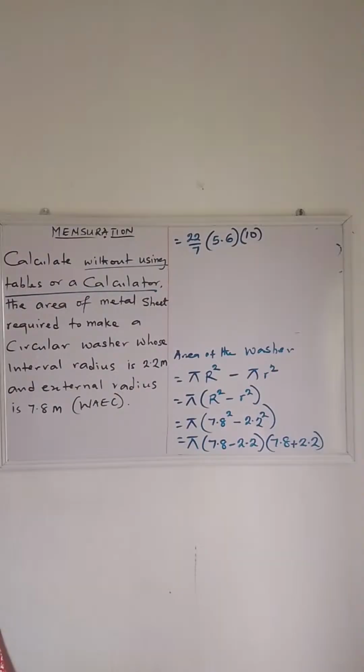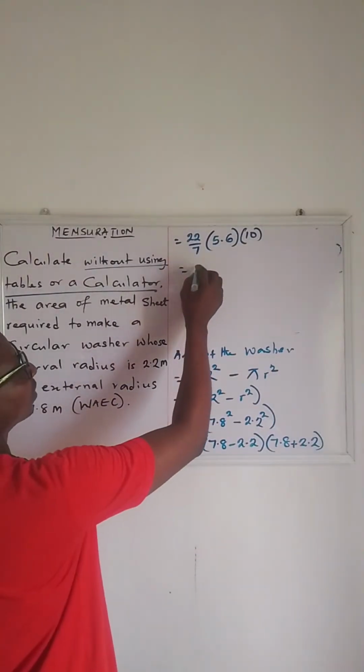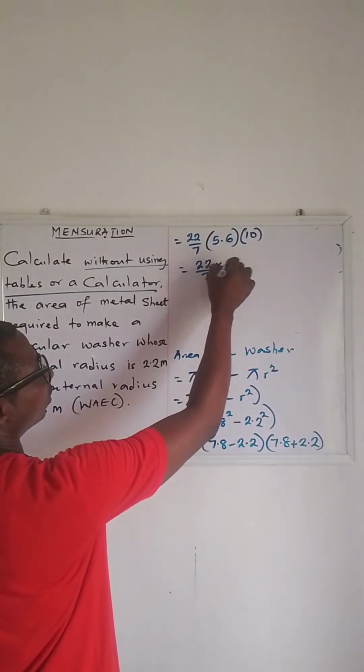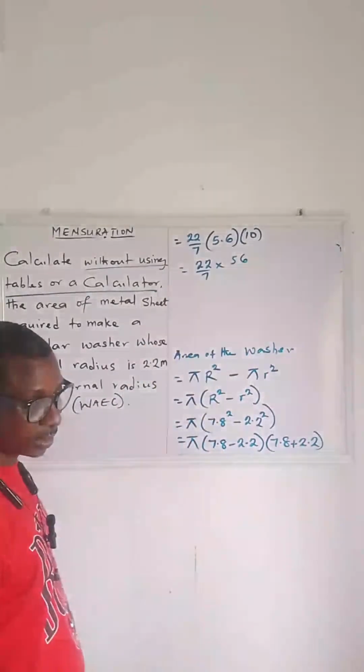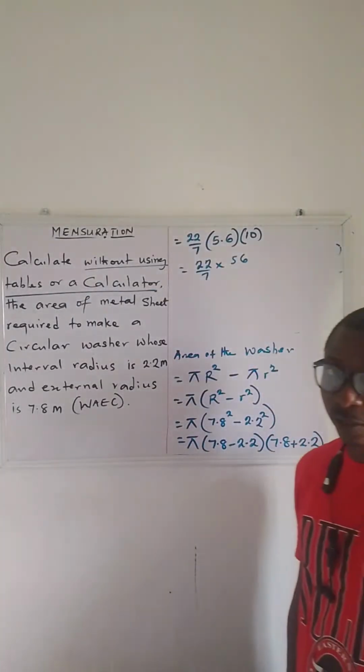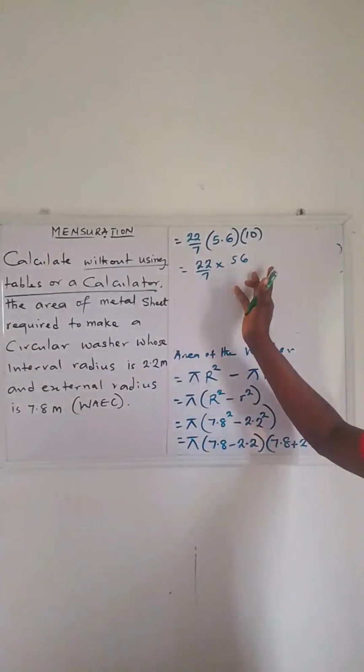Now, can you evaluate this and tell me the answer? So what will this one turn to? 22/7 times what? 56. Can you tell me what the answer is? You know what to do. Drop your answer in the comment section. Let me see what you have for this. Everybody will be able to do this.